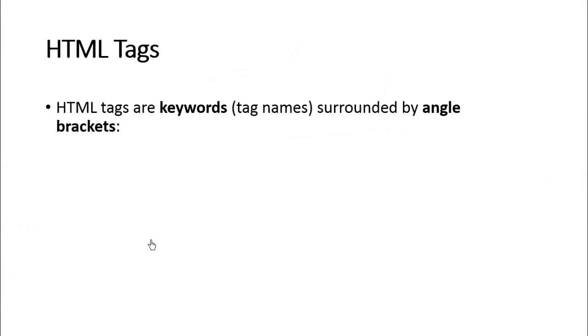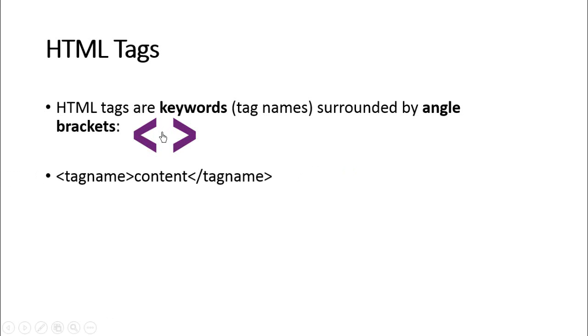What are HTML tags? HTML tags are keywords surrounded by angle brackets, like this one here. And HTML tags are in pairs. Here's an example of an HTML tag: the tag name, then the content, that's what will be shown in the browser, and the closing tag. Actually, HTML tags are always in pairs.